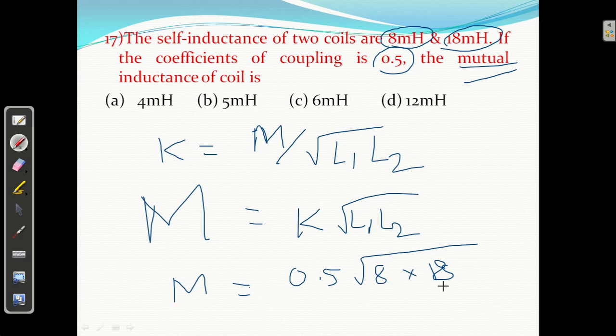So 8 into 18 under root, just using the calculator. 8 into 18, under root of that is 12 into 0.5. Your answer is 6 millihenry. So this is the correct answer, 6 millihenry. You have to use the calculator, and you will get 6 millihenry.